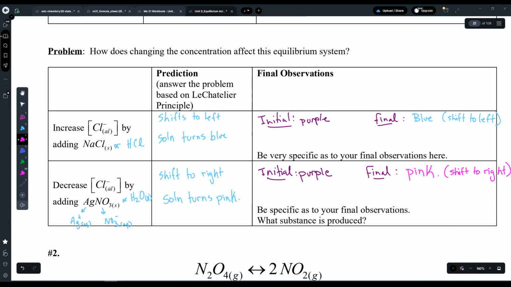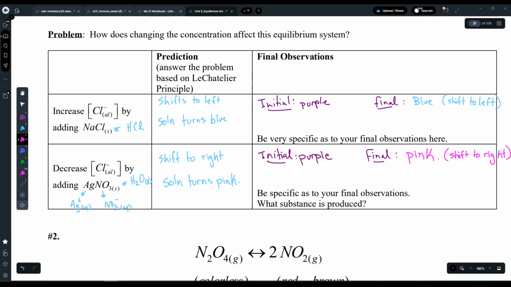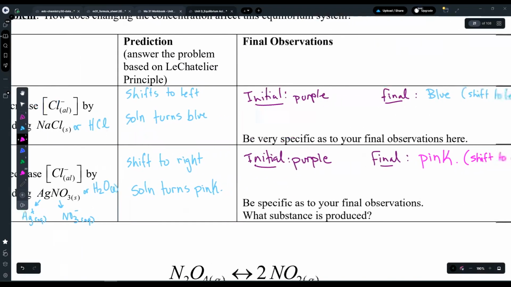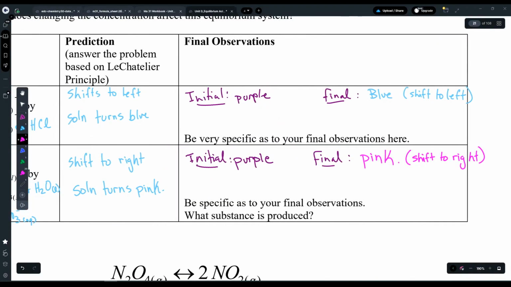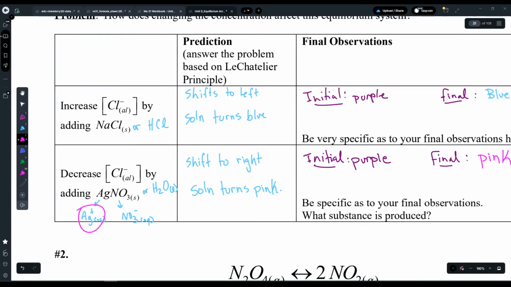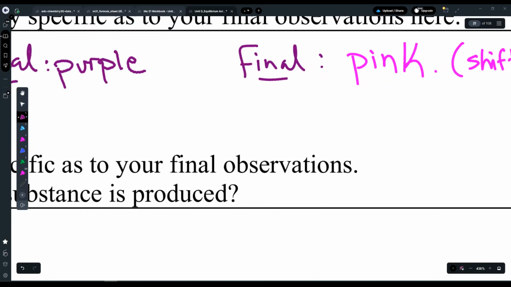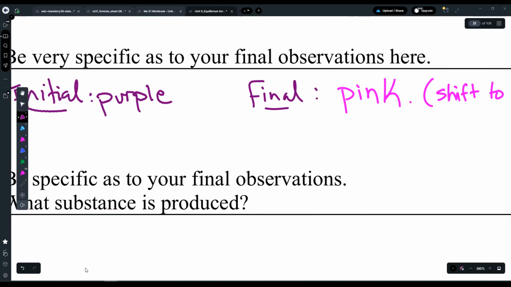Okay, so if he had added the silver nitrate, like how our notes were saying, just as a reminder, what would be produced is the silver ions would react with the chloride and it would produce silver chloride, which is a precipitate. It's insoluble in water. So that's what this question's asking about, just what substance would be produced. So we'll just write that in, even though it didn't happen in the video.